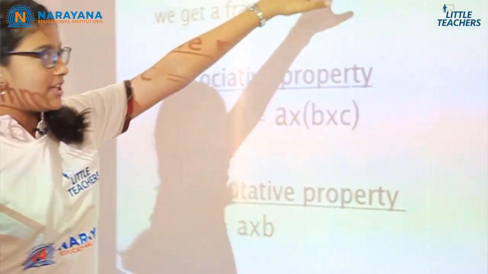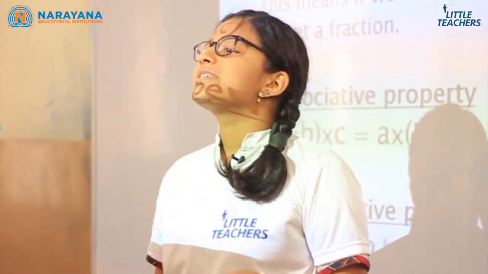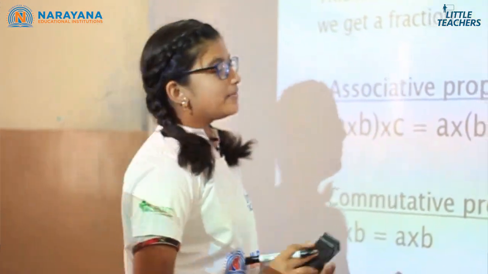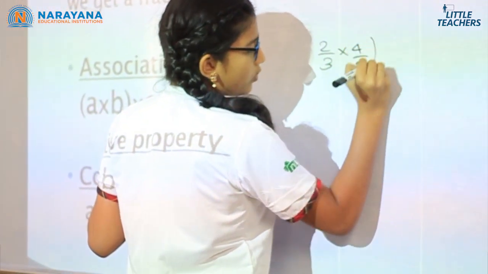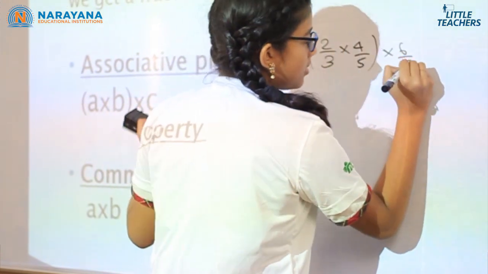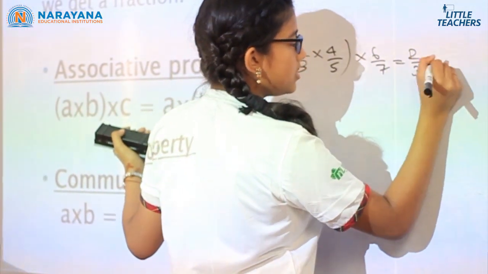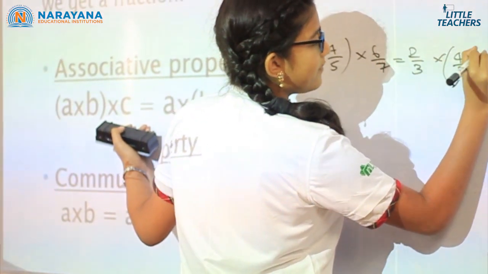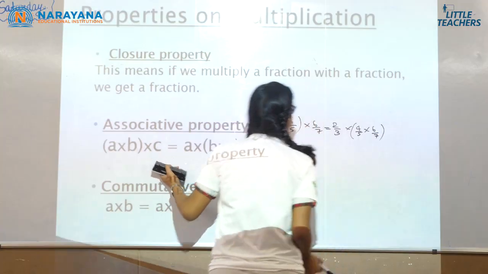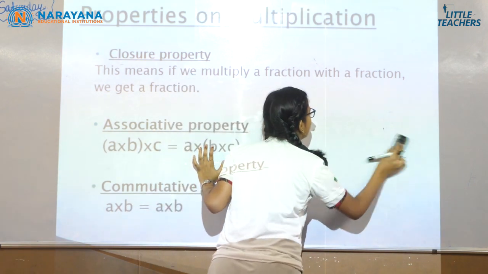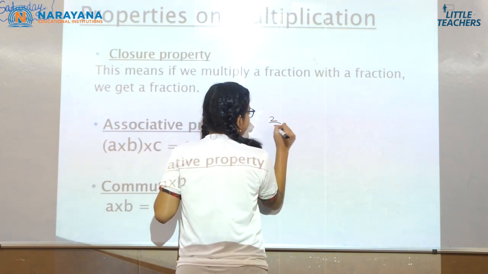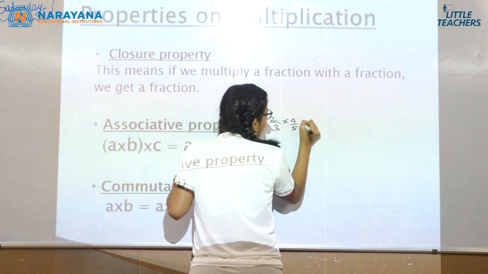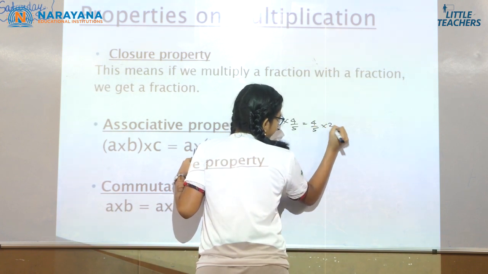Next we have properties of multiplication. So again, closure property means if you multiply a fraction with another fraction, we get a fraction as the answer. In associative property, if I take the same examples, 2 by 3 into 4 by 5, the whole into 6 by 7, this is equal to 2 by 3 into the whole of 4 by 5 into 6 by 7. Next, if you take commutative property, once again it's the same thing. So 2 by 3 into 4 by 5 would be equal to 4 by 5 into 2 by 3.